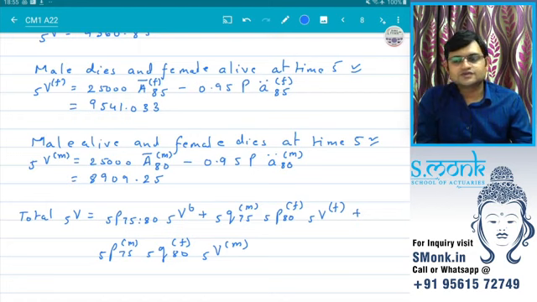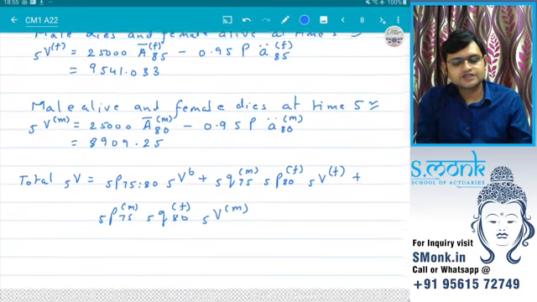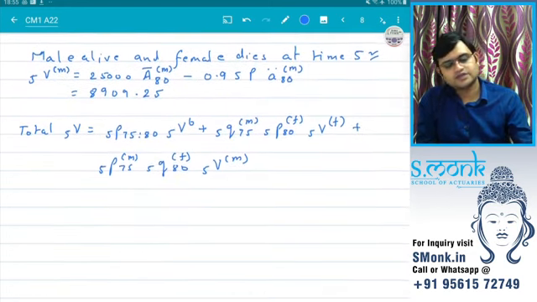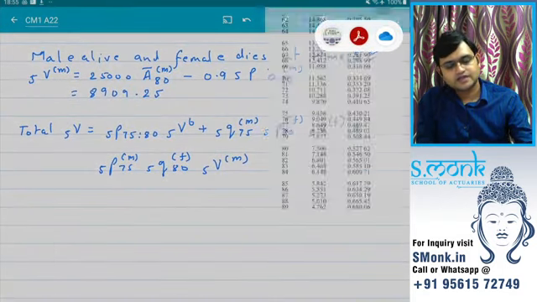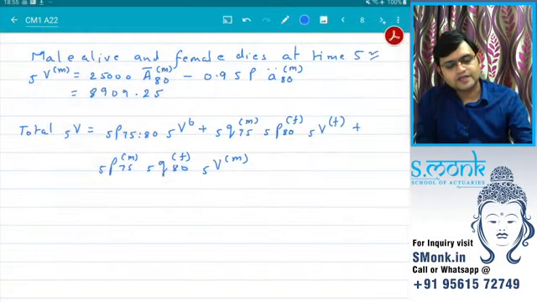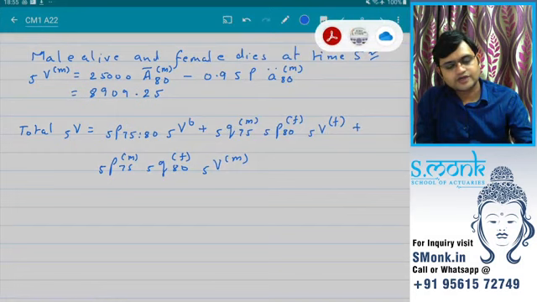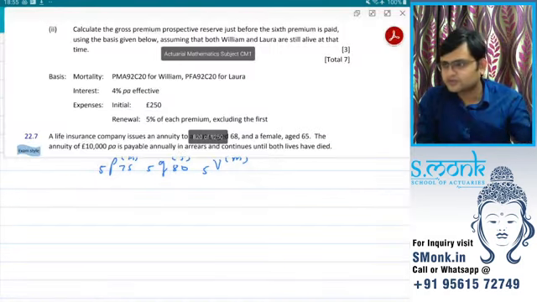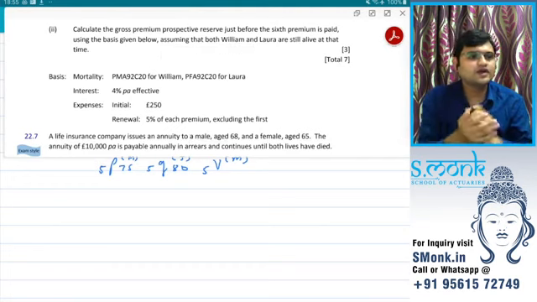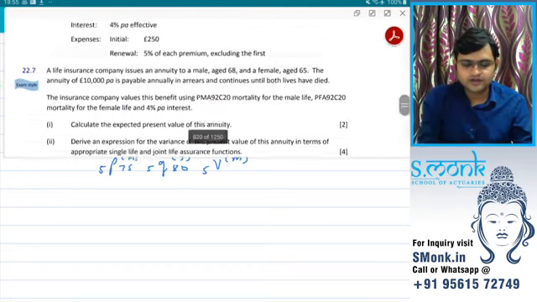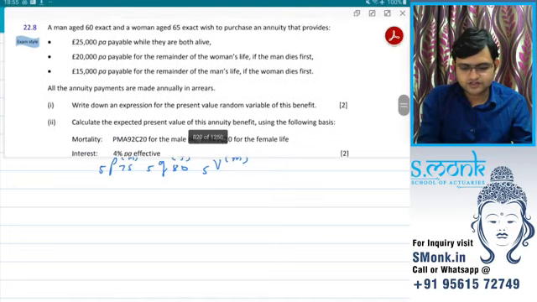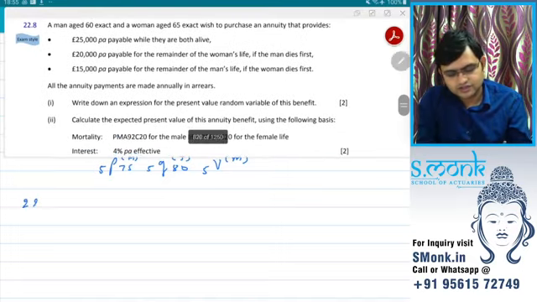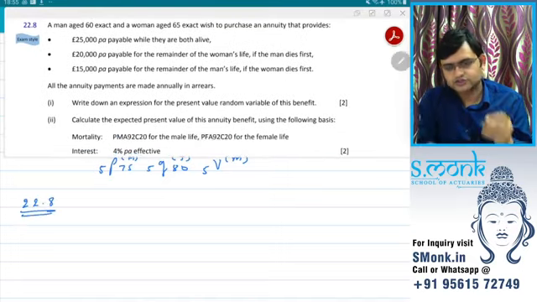Many times we have conditional annuity, in that if male is alive and female has already died, this much amount would be given and that much amount would be given. So different amounts are given at different rates. I think this is the question. Let's see. 22.8.